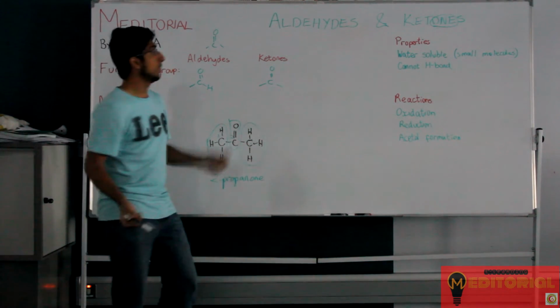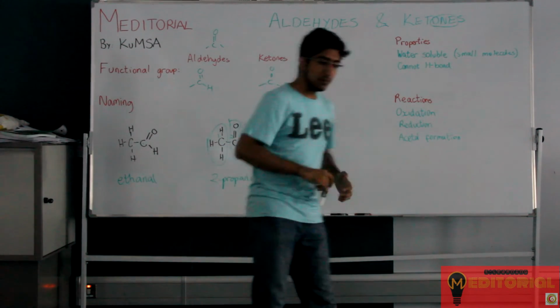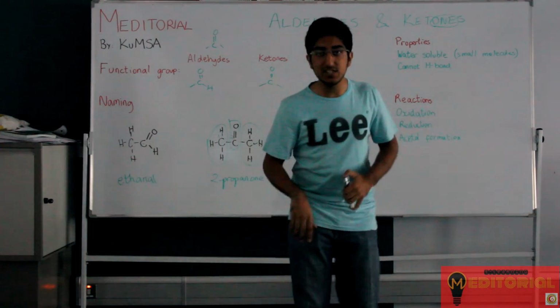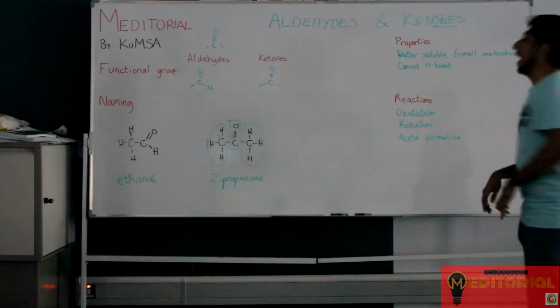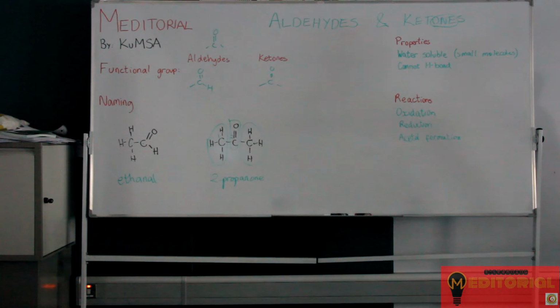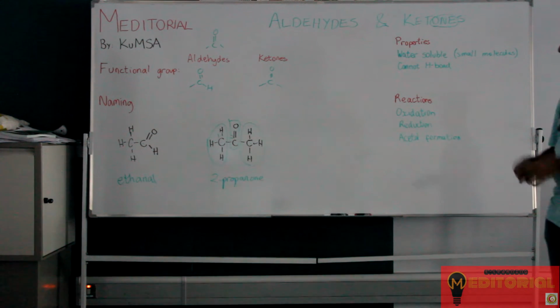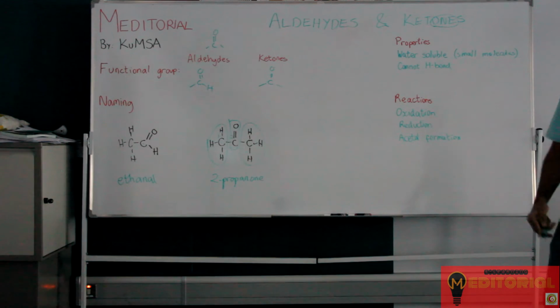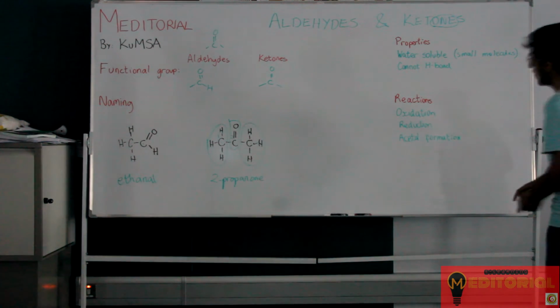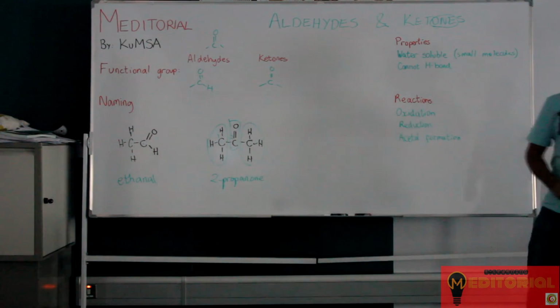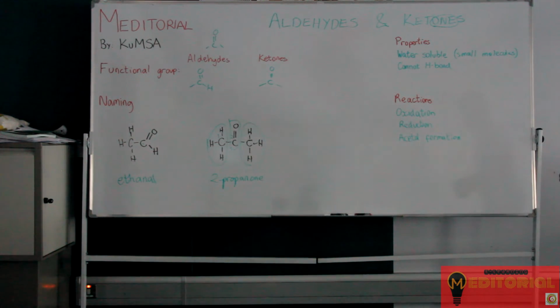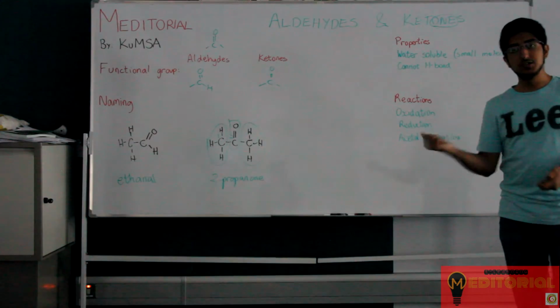That's it for naming. It's actually that simple. As for the properties, the small molecules of both aldehydes and ketones are water soluble, and they cannot form hydrogen bonds because there is no hydrogen attached to the oxygen. However, they can accept hydrogen bonds because they have an oxygen that has free pairs of electrons. For the reactions, which we're going to be studying in more detail and comparing, are oxidation, reduction, and acetal formation. So let's get started.